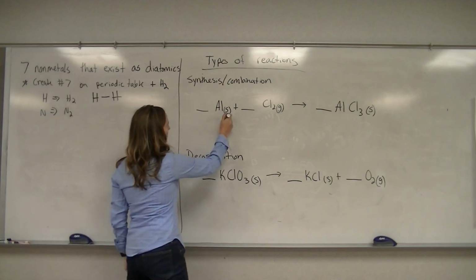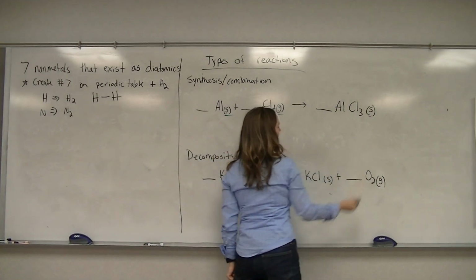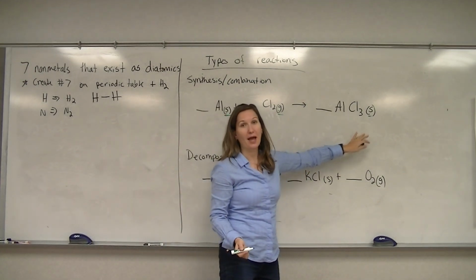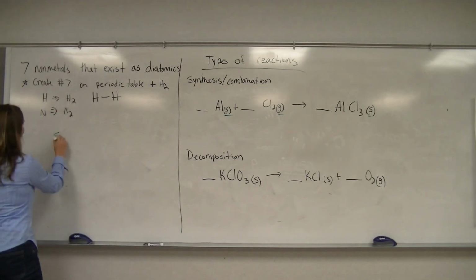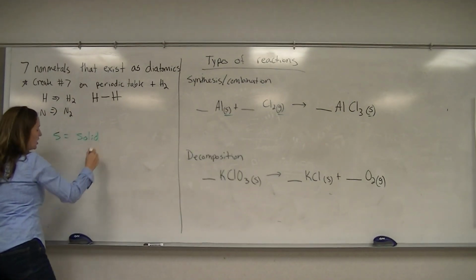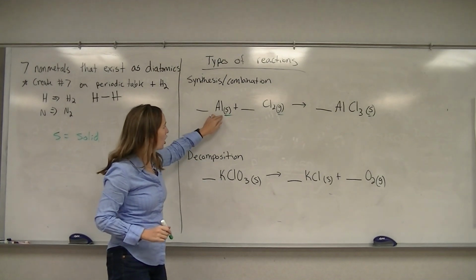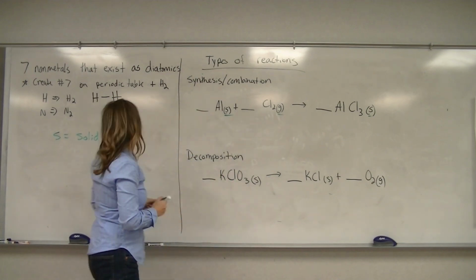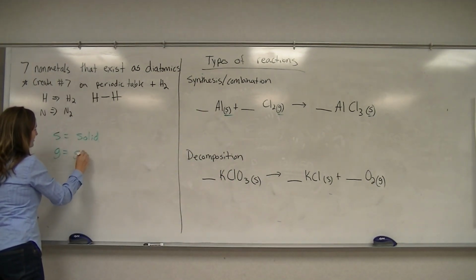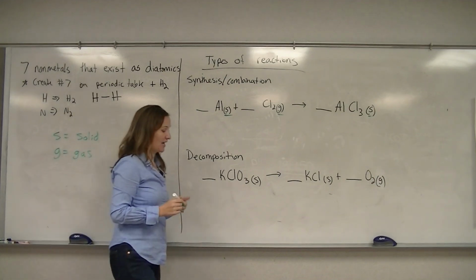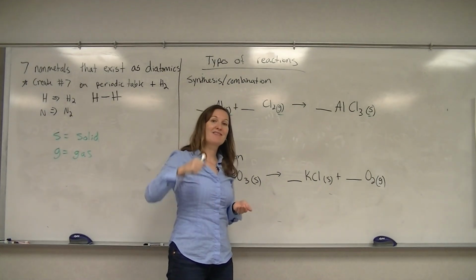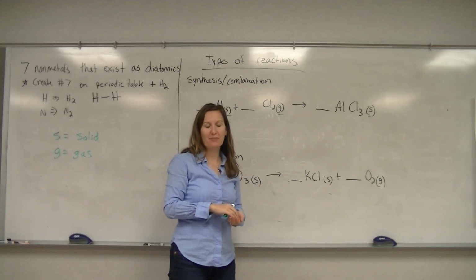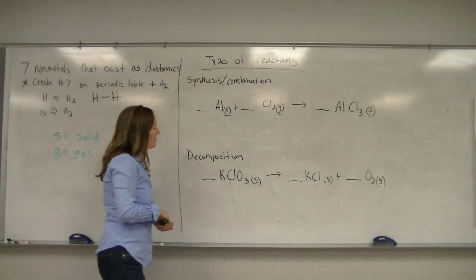First off, you might notice these little letters at the end of each element or compound. These letters represent the state of that matter. If you see an S, the S is telling you that that's a solid. The person that did this reaction took a solid piece of aluminum and put it in the flask. If you see a G, G stands for gas. In this particular reaction, they had a solid piece of aluminum and then they pumped chlorine gas into most likely a covered beaker or test tube, so the gas couldn't escape.